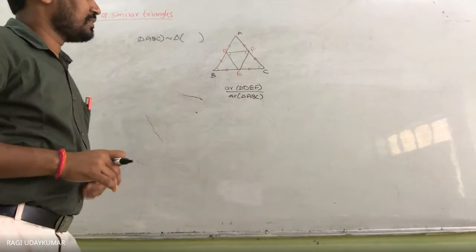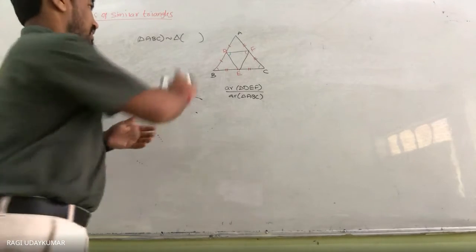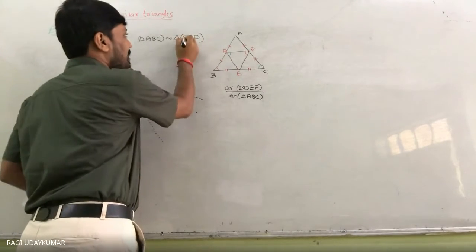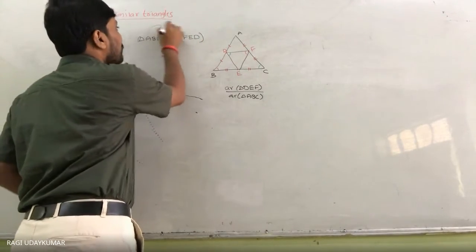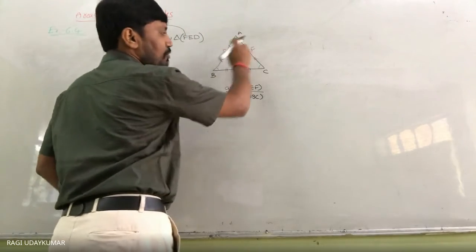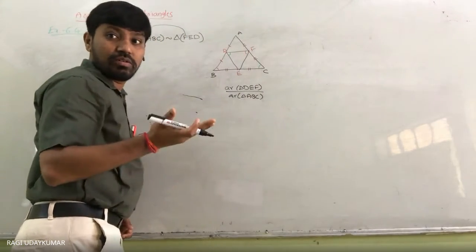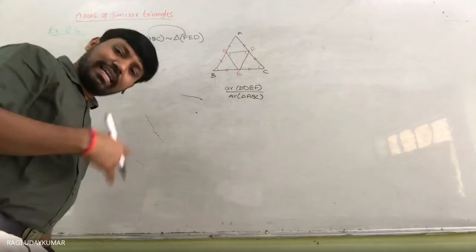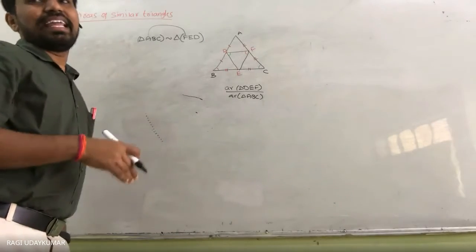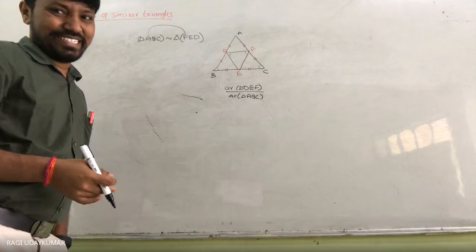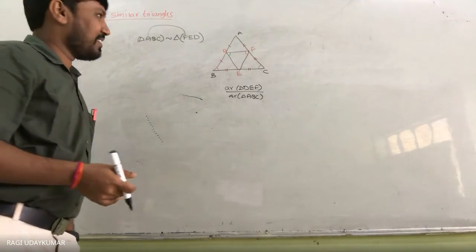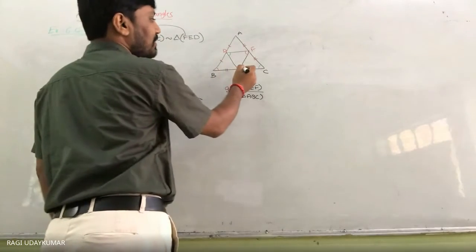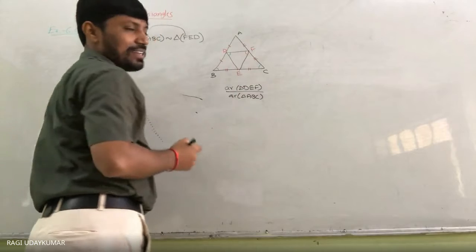ABC is... no. Okay, if you write FED, after writing you need to confirm that angle A should be equal to F. Before saying, you need to confirm that. At least after saying, you need to realize that. So this is right, A equal to F, B equal to E. These two angles are equal here.